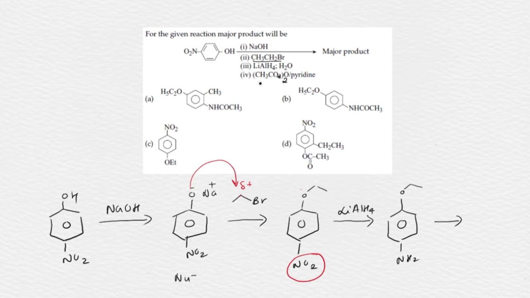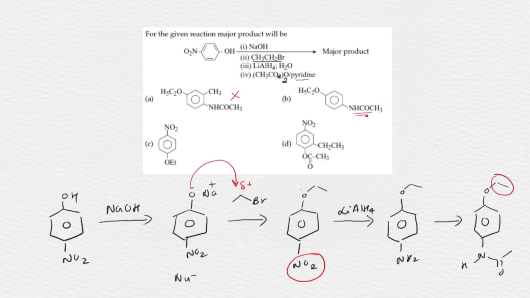And finally, what is the last reaction? We are treating it with acetic anhydride in pyridine. Pyridine is a basic medium here and it will do the acetylation on the nitrogen. So you can see here we are going to get the N-acetyl product. And where do we have it? Let's check in the options. You can see this is tri-substituted, so you can ignore this. And look at this OC2H5, which means what? It's the ethyl ether.